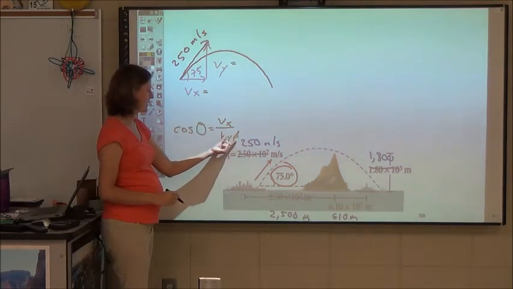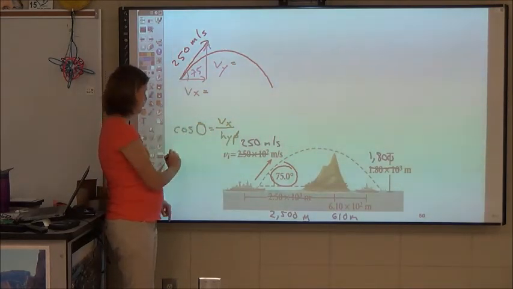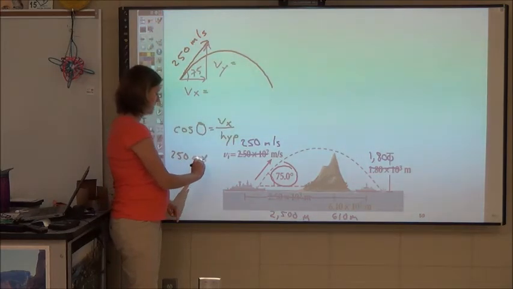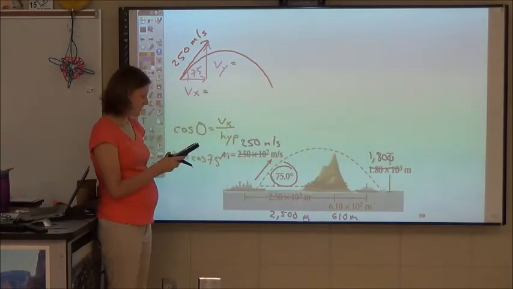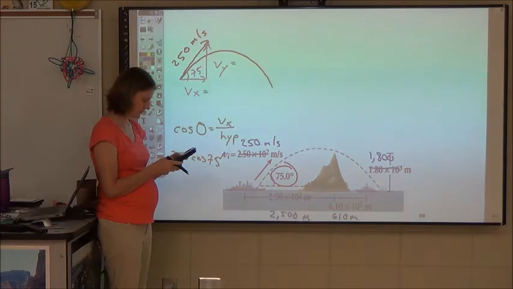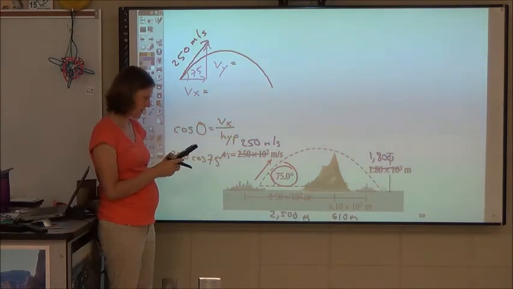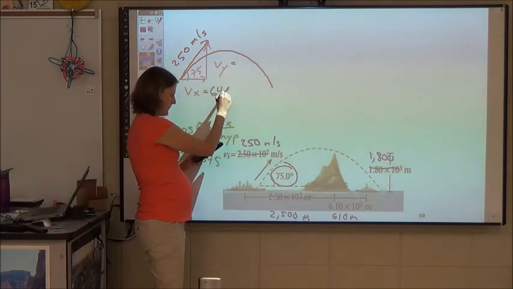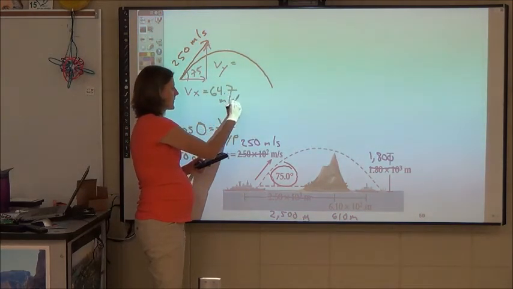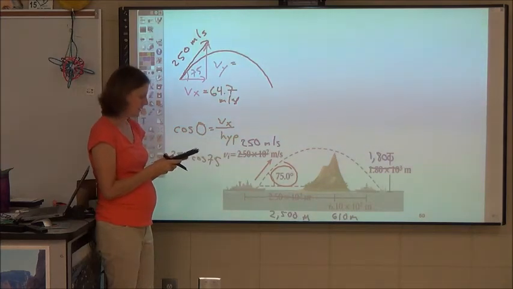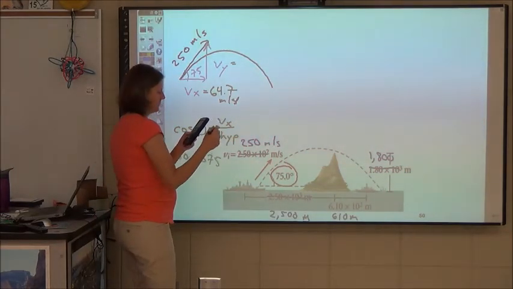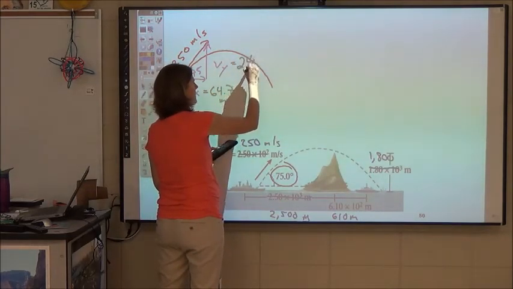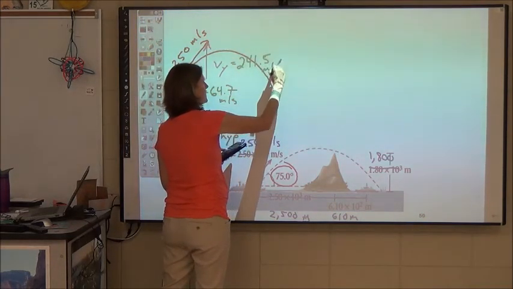So if I want to get Vx, I need to multiply that hypotenuse over. I need to be doing 250 cosine of 75, and that's Vx. All right, so I get 64.7 meters per second. 250 times sine of 75 will give me the other side, which is 241.5 meters per second.